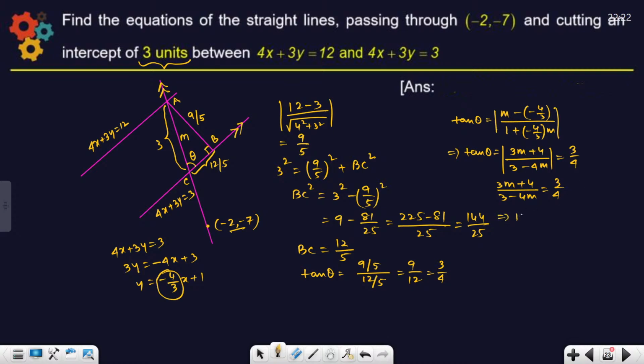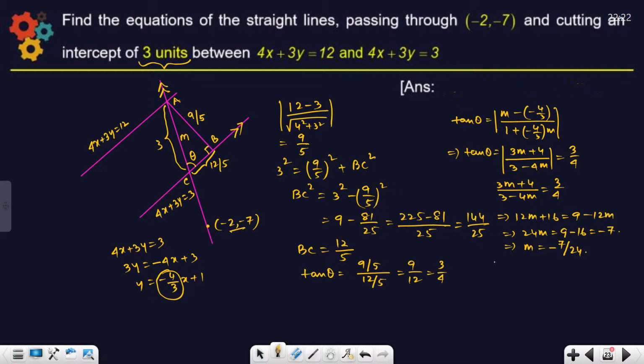So let me just cross multiply. So 12m plus 16 is 9 minus 12m. So 24m is coming to 9 minus 16, which gives us minus 7. Therefore, from here we are getting m is minus 7 over 24. Correct? m is nothing but minus 7 over 24.